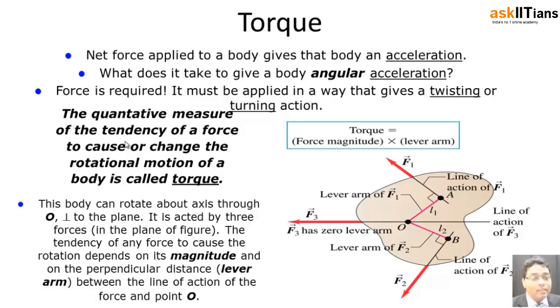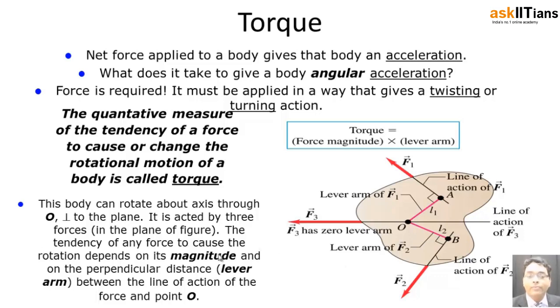So to come back again, the quantitative measure of the tendency of a force to cause or change the rotational motion of a body is what is called the torque. This body can rotate about an axis through O, perpendicular to the plane. Obviously, when it is going to rotate, this and this both are causing the motion, and therefore it rotates perpendicular to the plane. Therefore, we will say that it is acted upon by three forces, F1, F2 and F3.